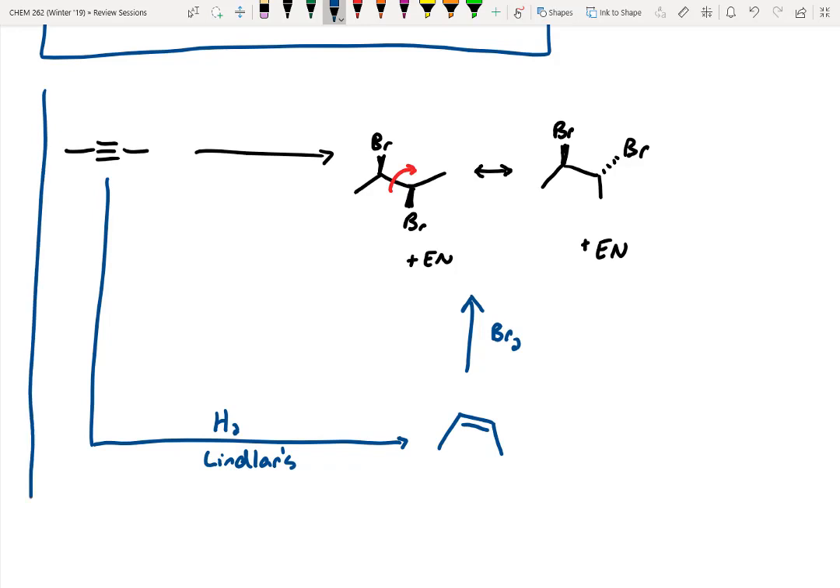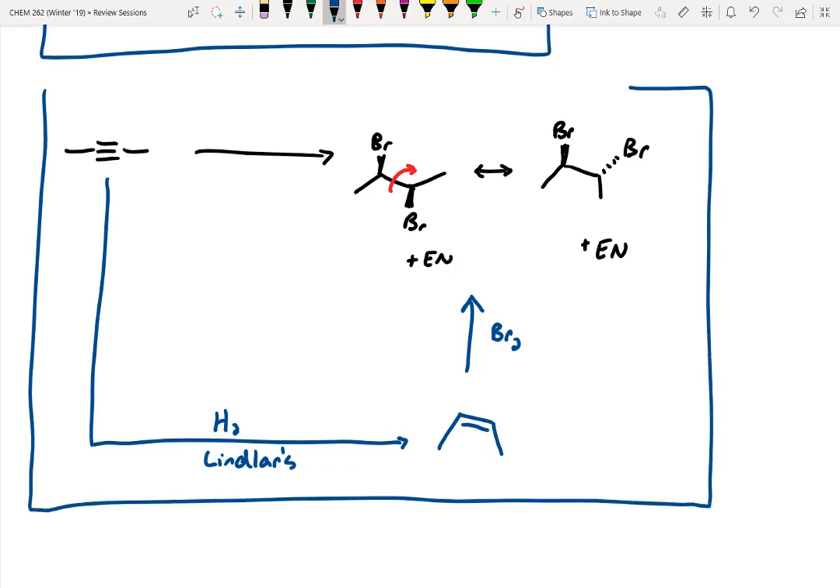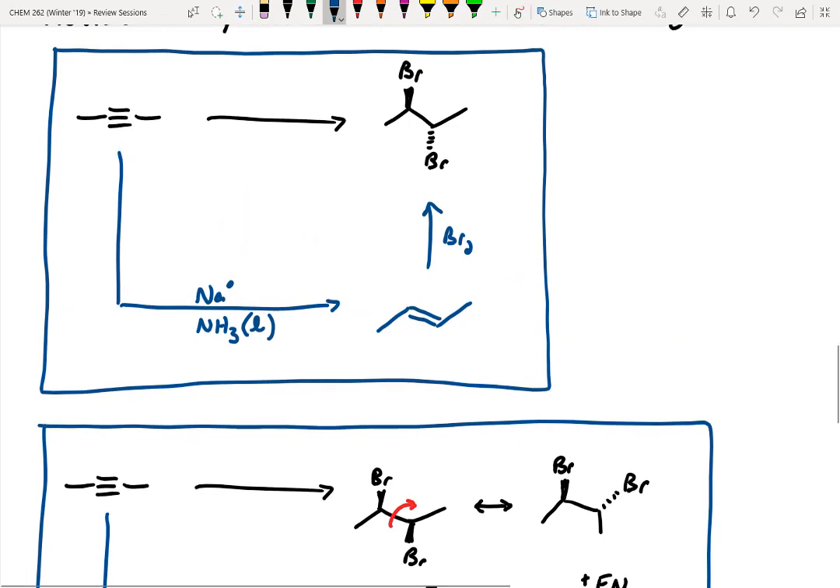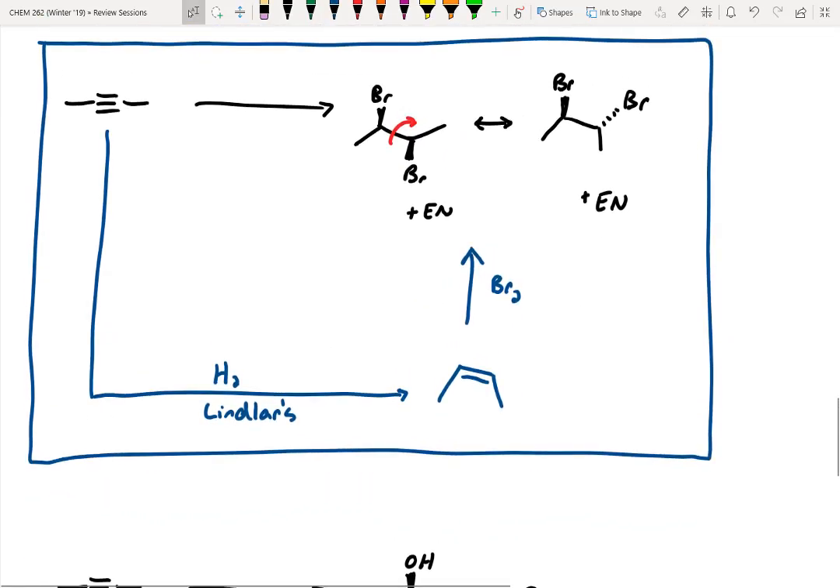All right, so those are two similar reactions. However, the main difference is in the top one, we had to go through the trans alkene to get the desired product. The bottom one, we had to go through the cis alkene. So it's a subtle but important difference for each of those routes.